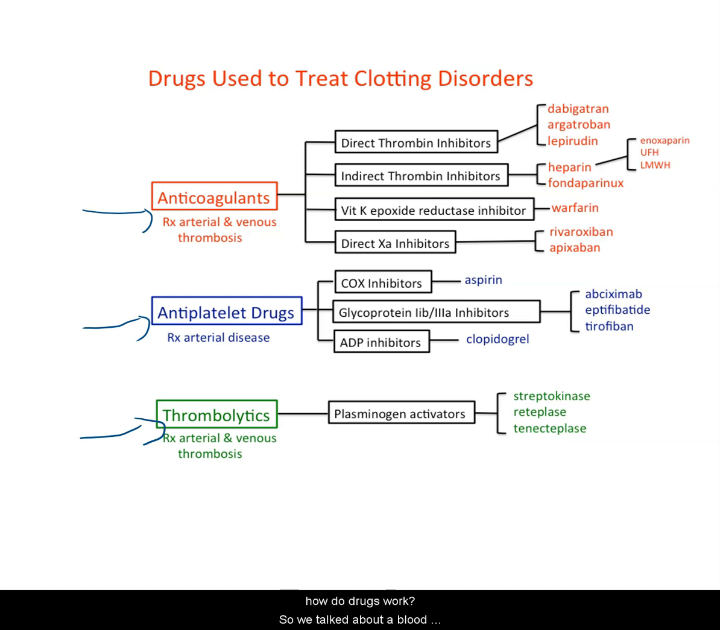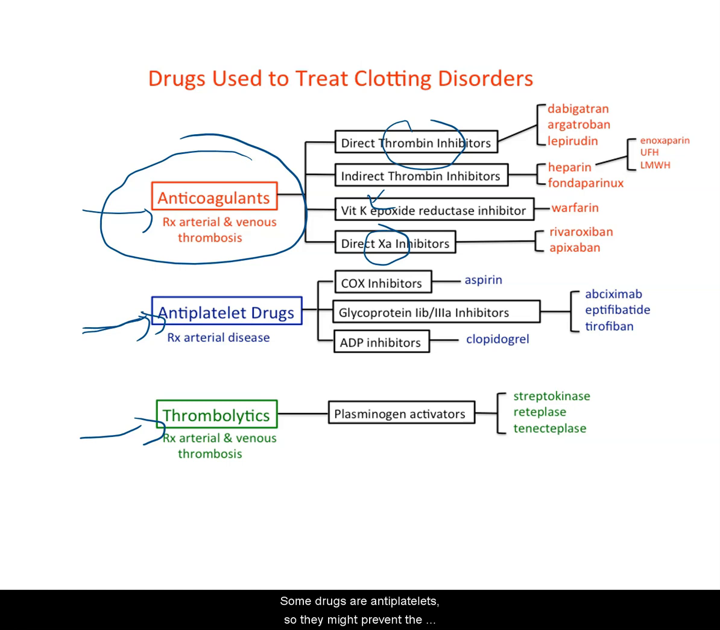So when we talk about a blood thinner, that's a generic word. Basically it means it thins your blood and prevents clotting. Some of them are actually anticoagulants, so they interfere with the procoagulants. So they might interfere with factor 10 or vitamin K or thrombin. So these anticoagulants are going to decrease that coagulation pathway. Some drugs are antiplatelets, so they might prevent the platelets from getting sticky. And then thrombolytics are called clot busters because these are going to break up the clot. So in your notes, you have heparin and Coumadin and aspirin, and then you have all the new anticoagulants listed.